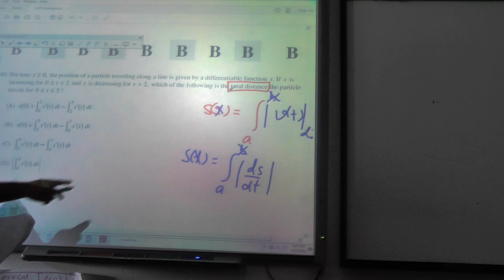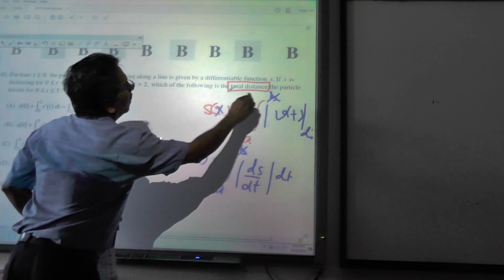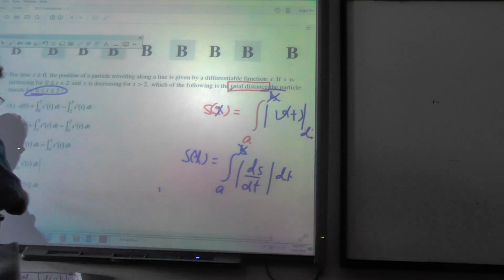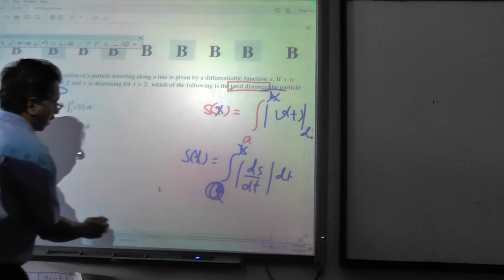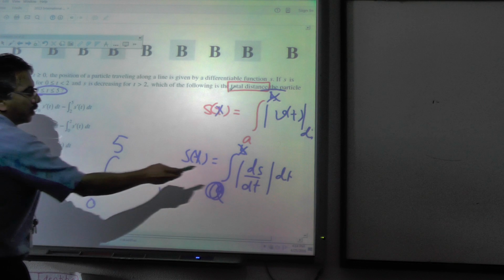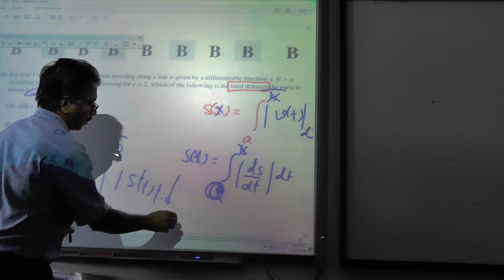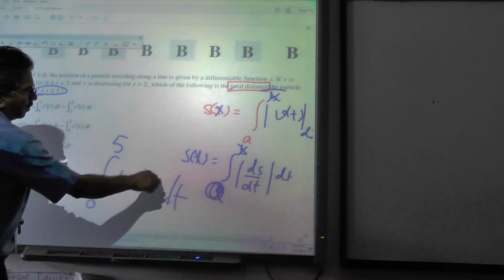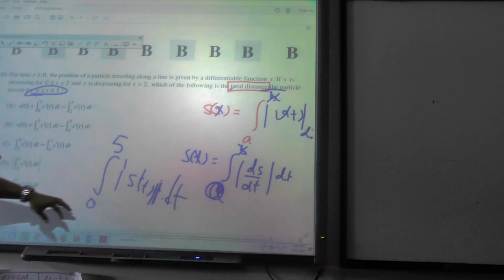If you look at this, ds by dt is nothing but... so you want to know what is the total distance the particle travels from 0 to 5. So you can say, okay, directly it's 0 to 5, so this becomes your 0. Let's write it again, the integral of 0 to 5, and this is the absolute value of s dash of... So please go through this. It's telling us you need to take the absolute value of the velocity function and you get this answer.